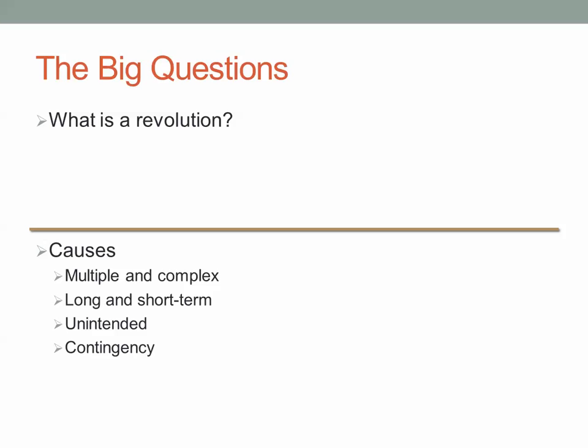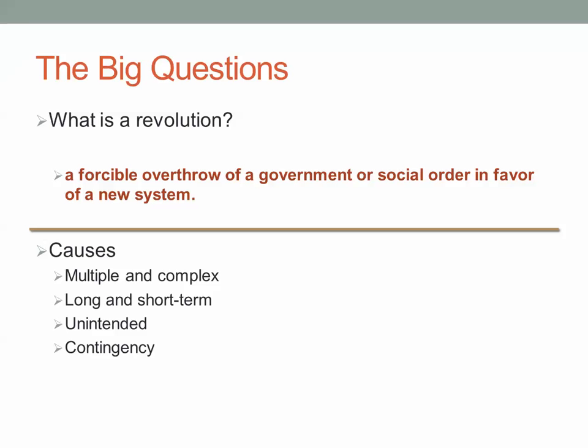What is a revolution? Well, it's a forcible overthrow of a government or social order in favor of a new system. Basically, we have one government, one social system, and we replace it with another. Also, when we talk about revolutions, it's important to look at the causes. And causes usually are multiple and complex, so we cannot really boil down the origin of a revolution to just one cause. Also, there are long and short-term causes.